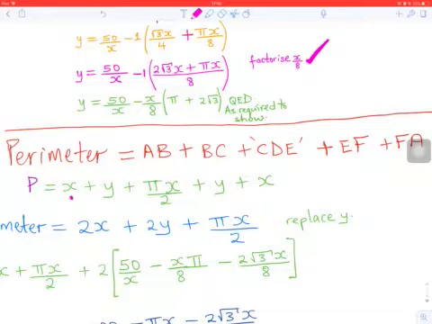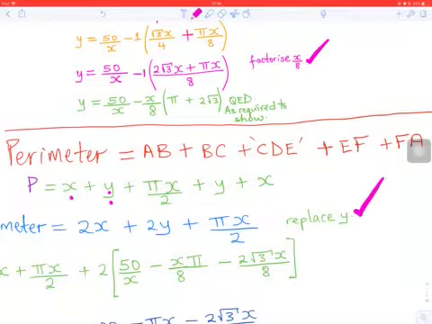AB is x, BC is y, CDE is a curve. So it's part of a circle, a semicircle. So it's pi diameter over 2, which is half of the circumference. Y is EF and then x is FA. We'll collect like terms. X plus x gives you 2x. Y plus y gives you 2y plus pi x over 2.